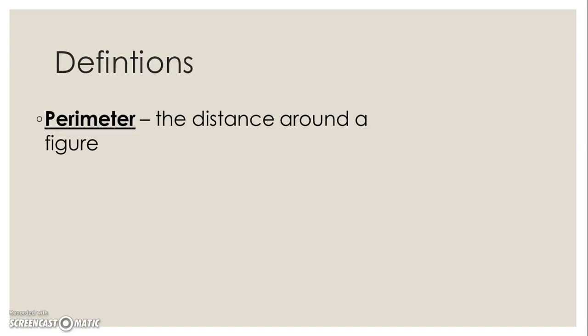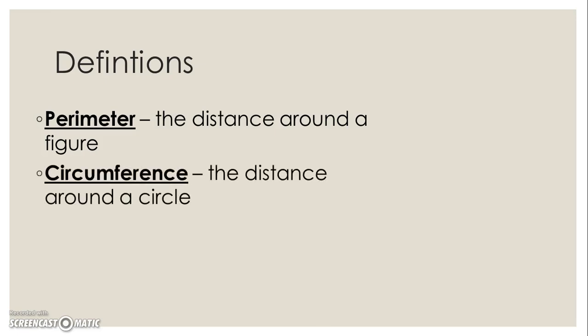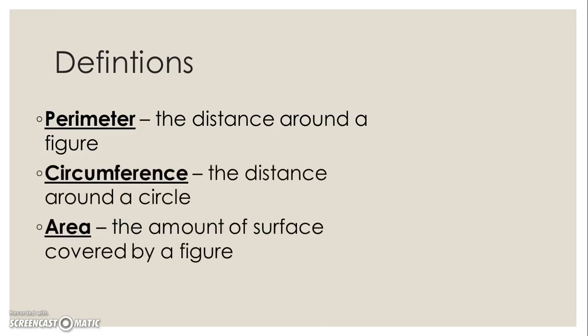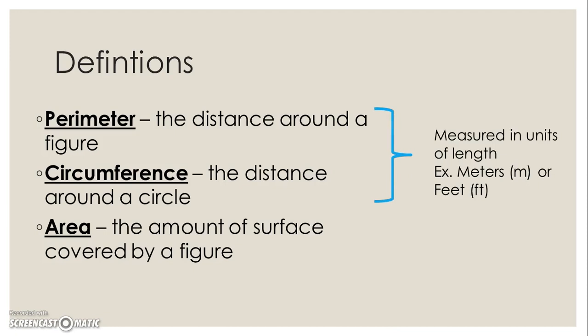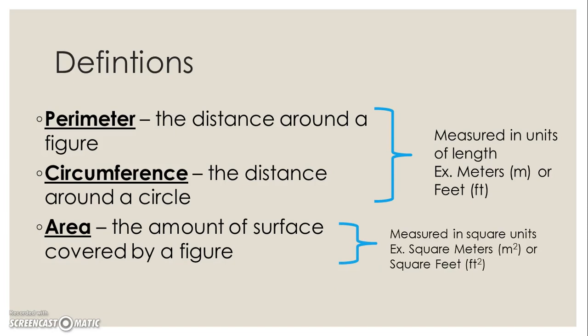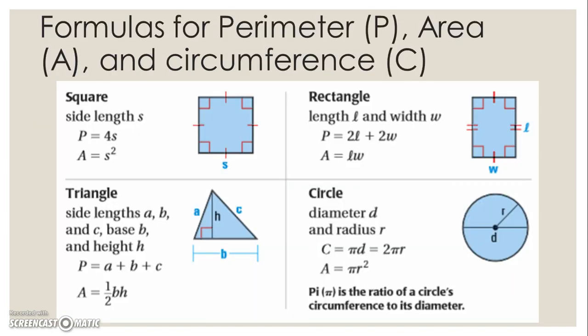Going on to perimeter and area. Perimeter is the distance around a figure. Circumference is the distance around a circle. And area is the amount of surface covered by a figure. Perimeter and circumference are one-dimensional. They're measured in units of length, such as meters or feet. Area is two-dimensional, and it is measured in square units, such as square meters or square feet.